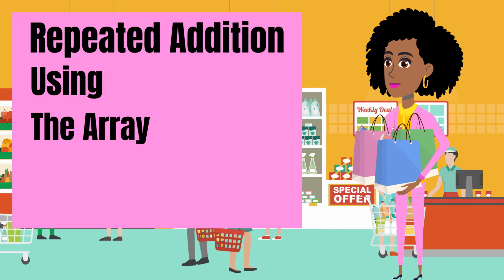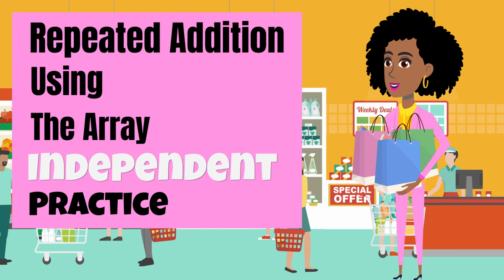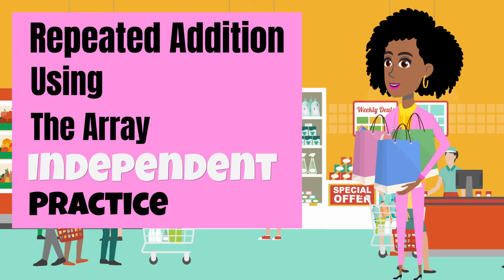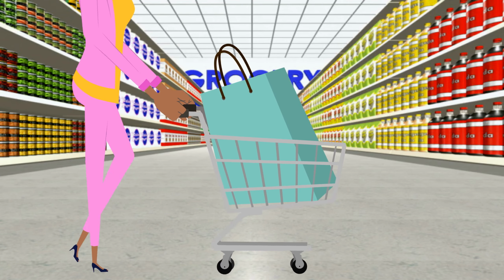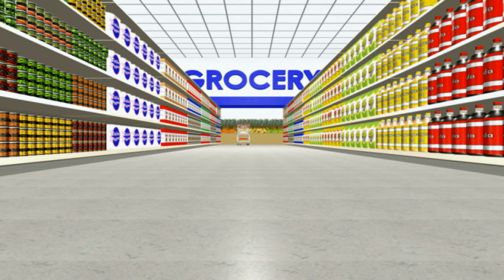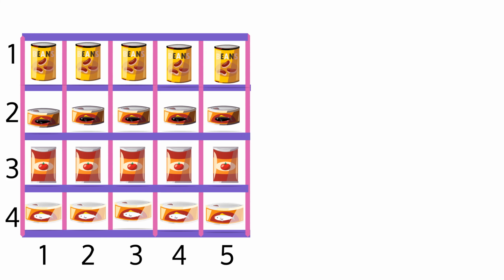Hi parents, hi teachers. You can use this section to check for your child's or student's understanding. Use the rows and columns to find the total amount for each array. How many cans of food did Miss ABCD buy?